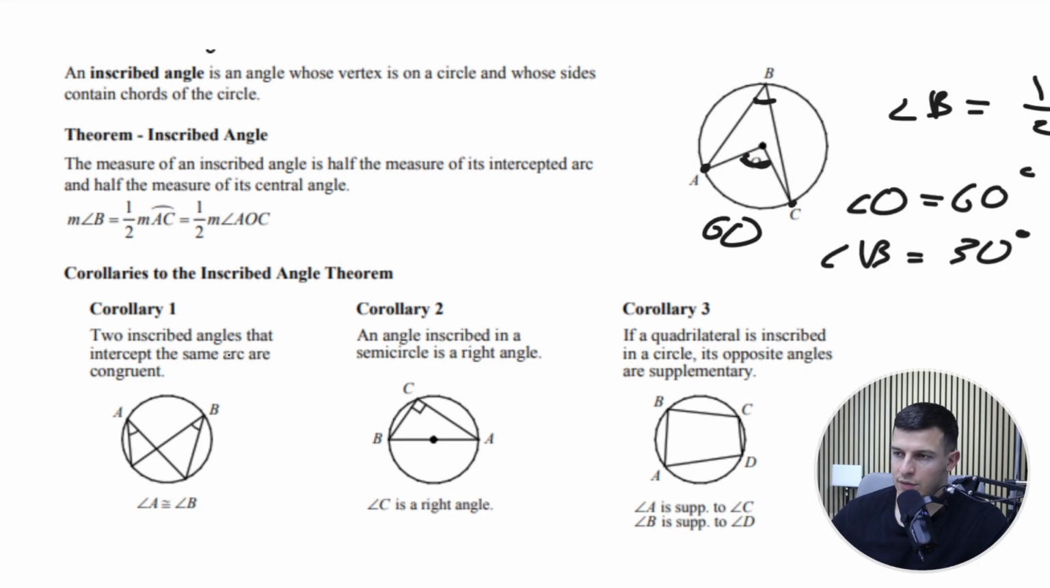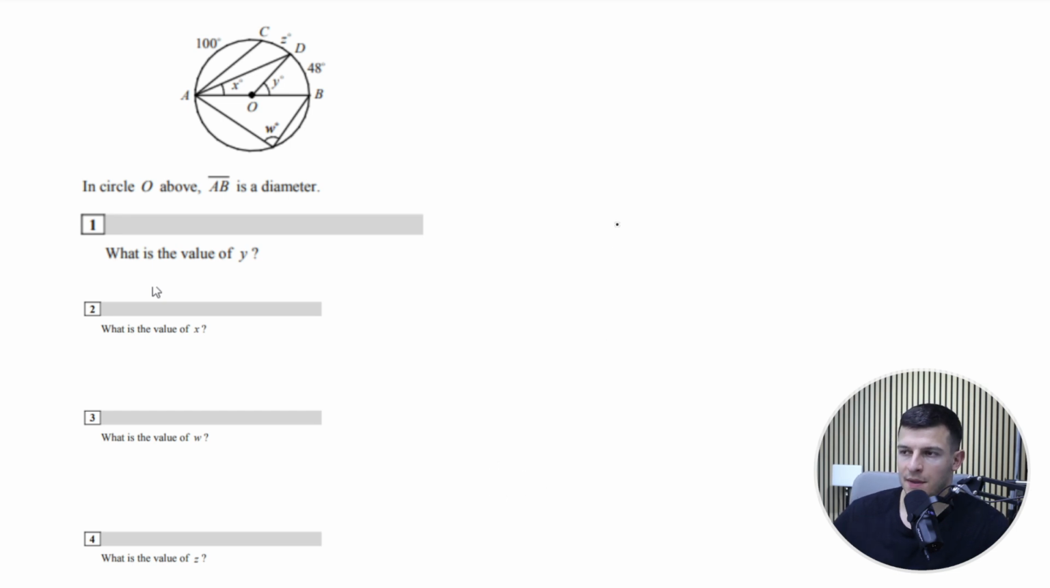Let's read these corollaries. Two inscribed angles that intercept the same arc are congruent. So because they're looking at the same arc, the angles will both be the same. The angle inscribed in a semicircle is a right angle. Now the reason for that is this is a 180 degree semicircle, right? So half of that is going to be 90 degrees. If a quadrilateral is inscribed in a circle, its opposite angles are supplementary. So meaning these are going to be supplementary.